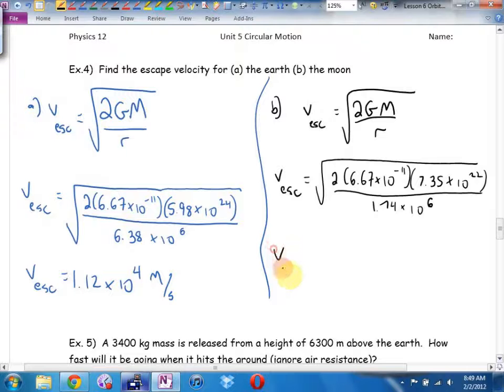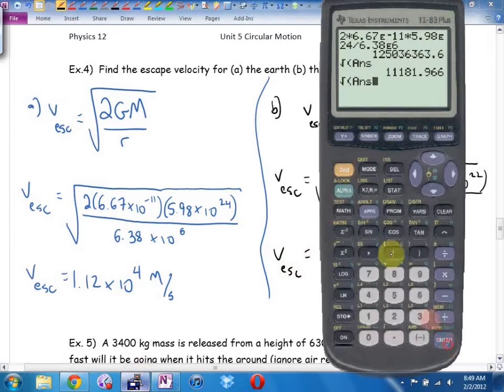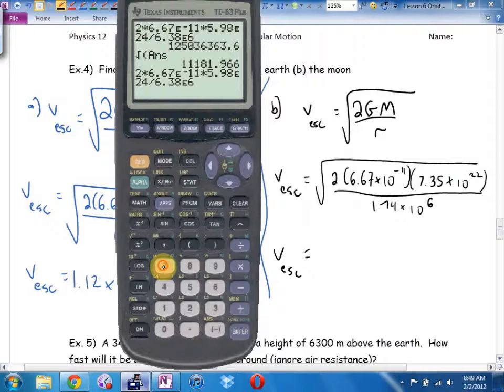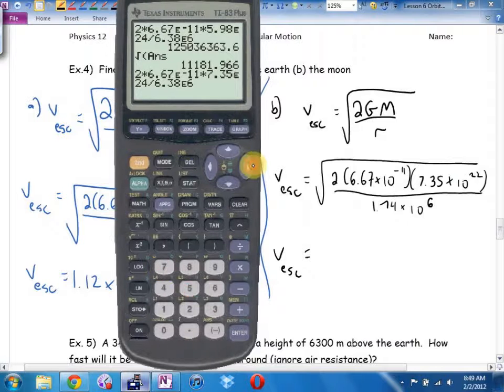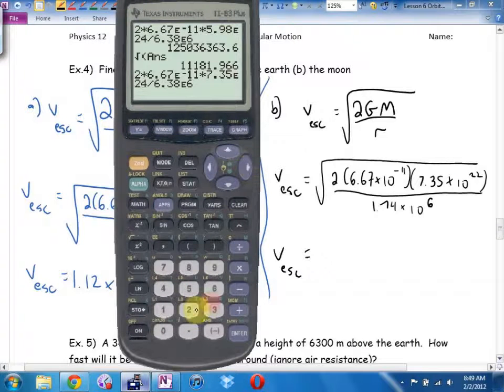Now I'm going to cheat a little bit. I'm going to backspace, because all I need to change is the mass of the planet, which is going to be 7.35 times 10 to the 22, over 1.74 times 10 to the 6th, square root.